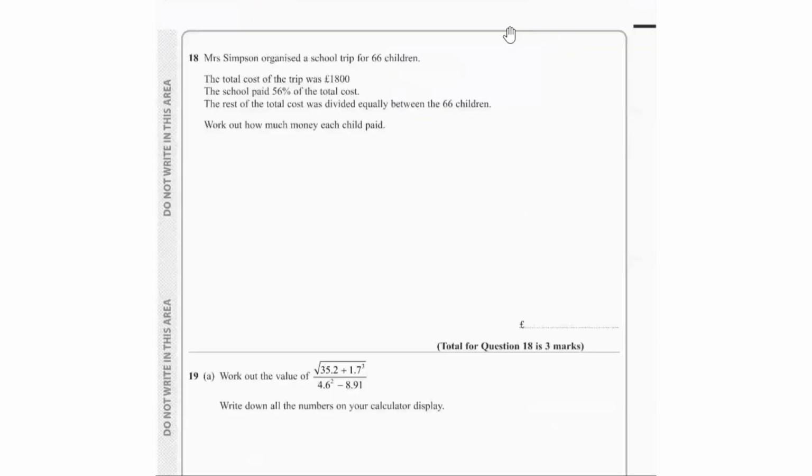Question 18 says Mrs. Simpson organized a school trip for 66 children. The total cost of the trip was £1,800. The school paid 56% of the total cost. The rest of the total cost was divided equally between the 66 children. Work out how much money each child paid.